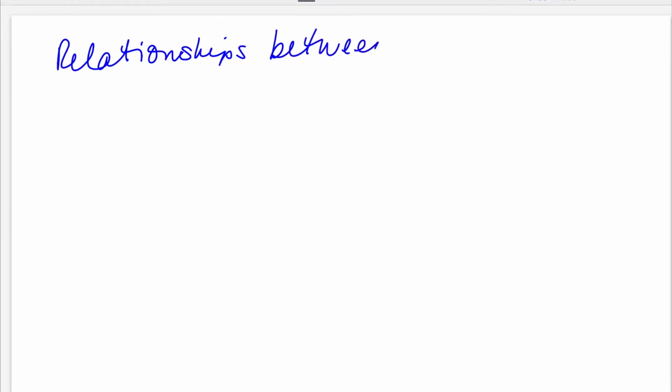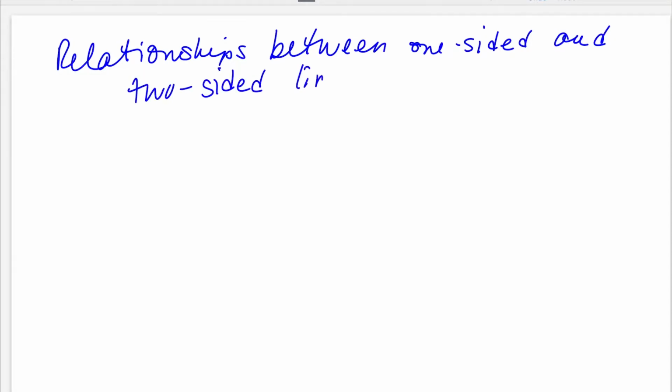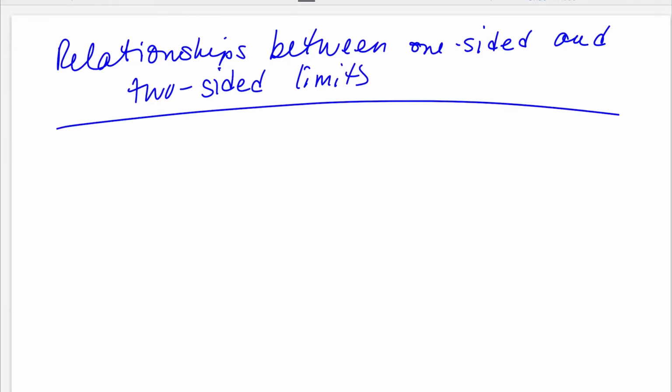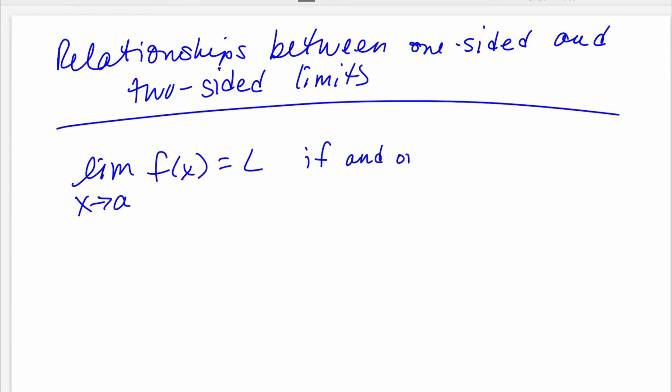Relationships between one-sided and two-sided limits. All right. If, well, you have the limit as x approaches a of my function equals L, if and only if these two criteria are met.